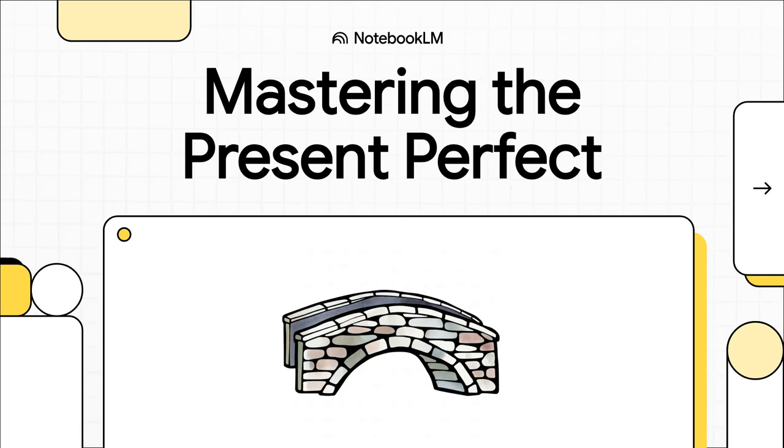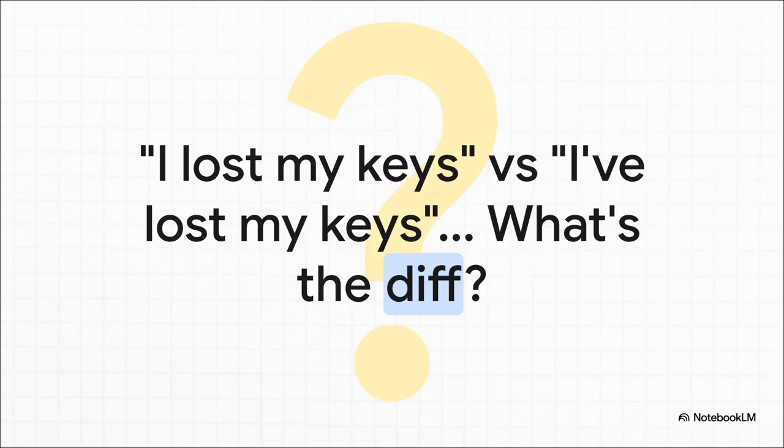All right, let's talk about one of the trickiest parts of English grammar, the present perfect tense. You've probably used it maybe even 1,000 times, but knowing exactly when and why, well, that can be a real headache. So today, we're going to make it simple. So let's jump right in with a super common situation.